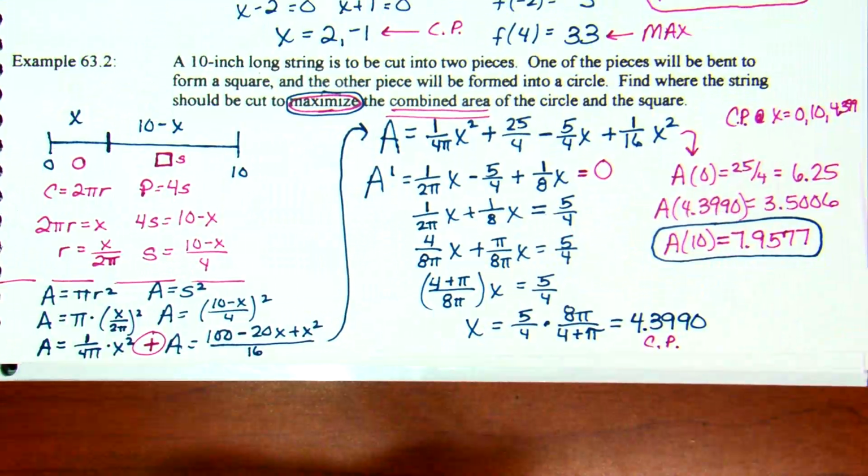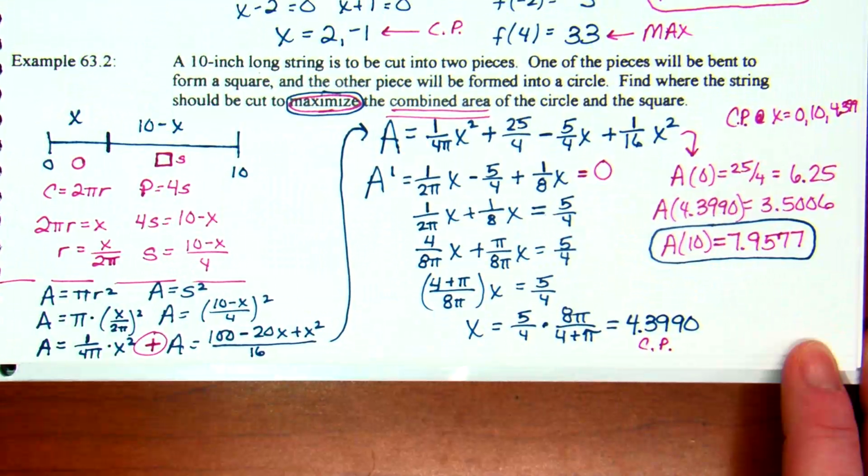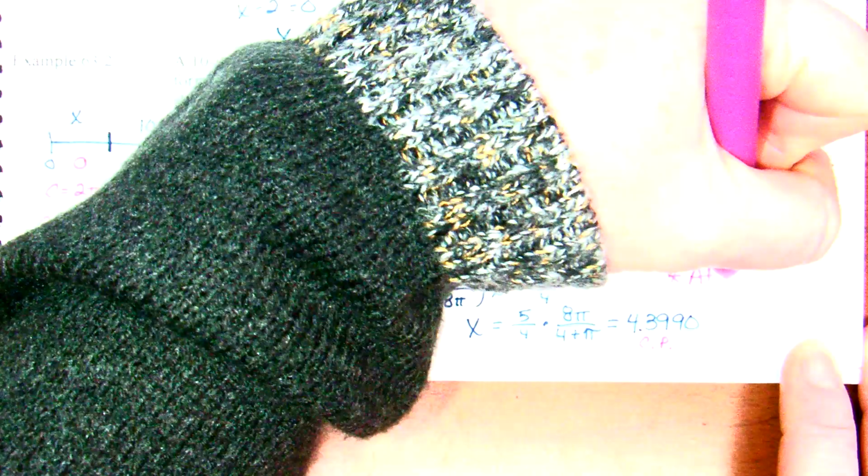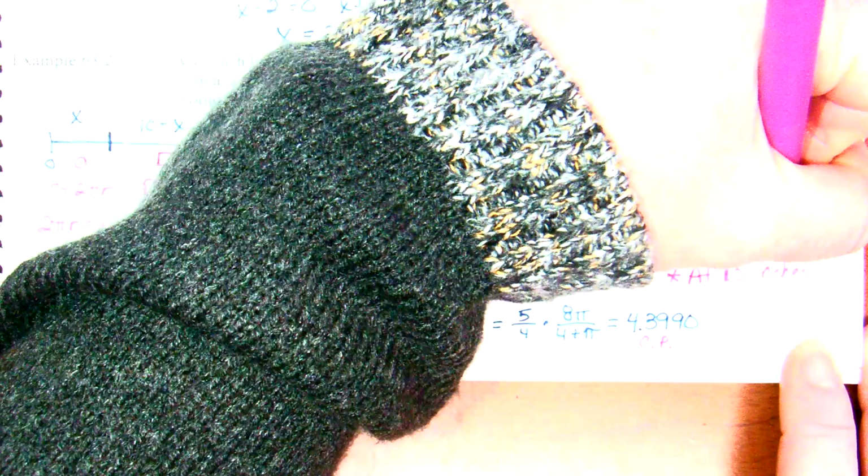No one ever likes the results of this problem, I will say, and I don't blame you. It says one of the pieces will be bent to form a square. But I don't like that. Okay, so I'm writing that at 10 inches you should not cut the string.